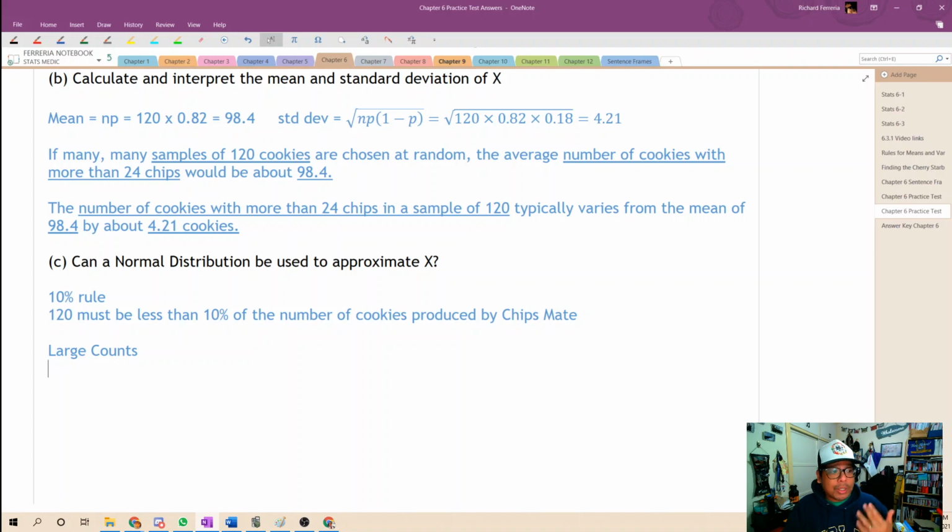In other words, 120 must be less than 10% of the number of cookies produced by Chipsmate. And this kind of makes sense, because that just means that Chipsmate has to make more than 1,200 cookies, which seems pretty fair.